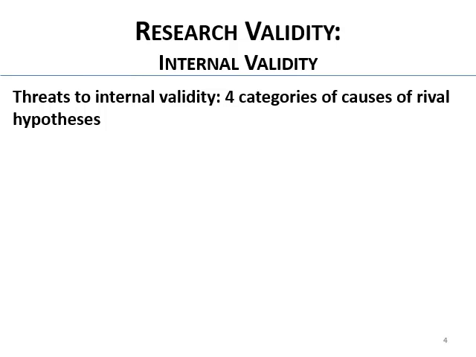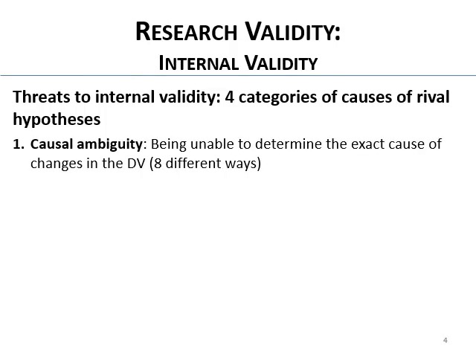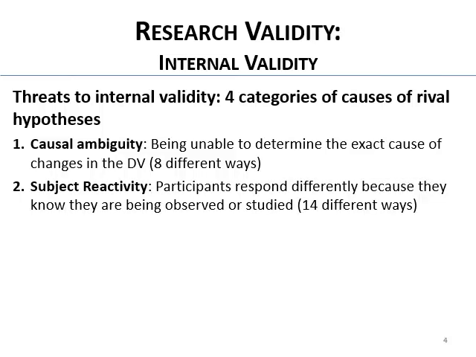So the threats to internal validity fall in 4 broad categories. So there are 4 broad categories of rival hypotheses for results that you find. First, there's causal ambiguity, and causal ambiguity is when you're unable to determine the exact cause of changes in the DV. And there's 8 different ones of those we'll talk about. Then there's subject reactivity. So subject reactivity specifically is when participants respond differently in your study because they know they're being observed or studied, and there's 14 of those.